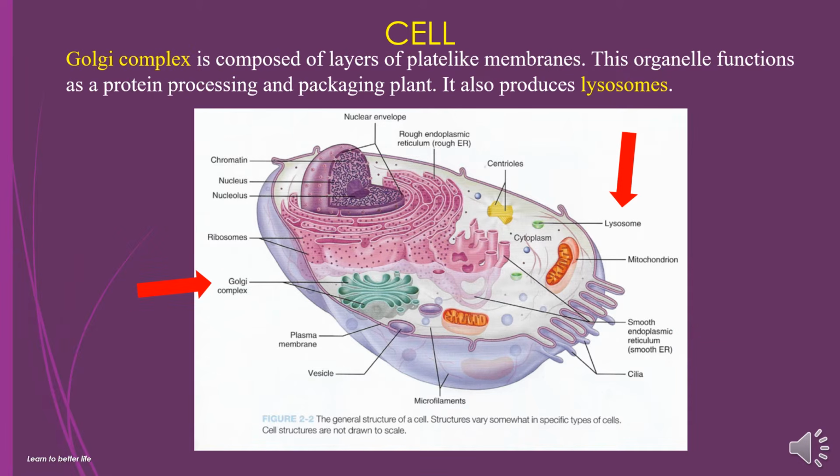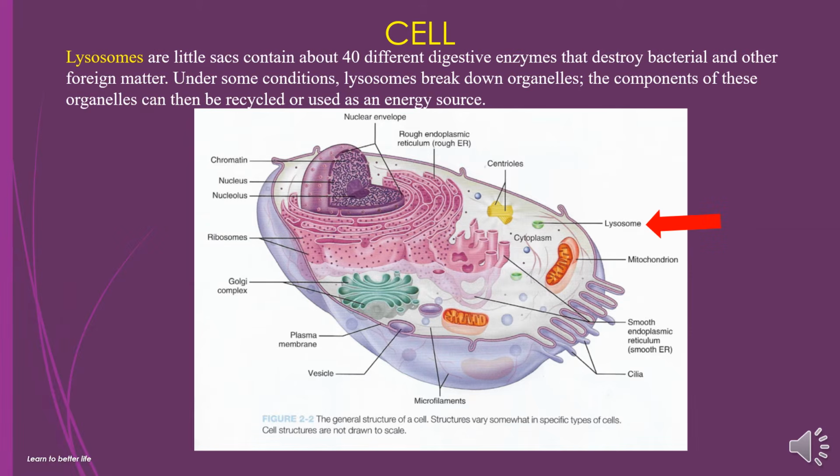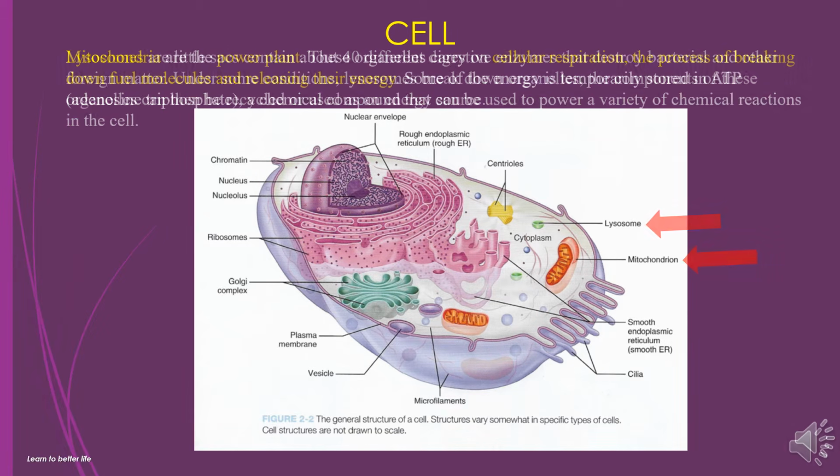Golgi complex is composed of layers of plate-like membranes. This organelle functions as a protein processing and packaging plant. It also produces lysosomes. Lysosomes are little sacs that contain about 40 different digestive enzymes that destroy bacteria and other foreign matter. Under some conditions, lysosomes break down organelles. The components of these organelles can then be recycled or used as an energy source.